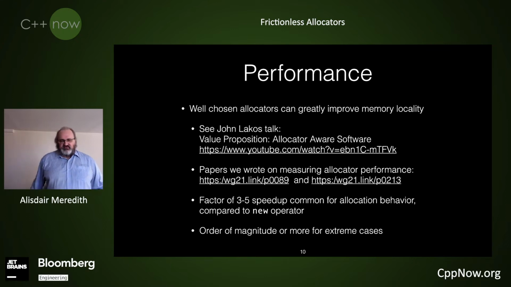Quick talk on performance. I don't want to go into too much detail on the performance motivation here. We've had a couple of talks on this in the past. In particular, I want to refer to John Lakos's talk on the value proposition of allocator software. He's provided some papers to the ISO working group on allocator performance, based upon some benchmarks on typical allocator use, to demonstrate that when using allocators in the style that Bloomberg have been using them, we can typically achieve under these benchmark circumstances a factor of 3 to 5 speedup on what seems to be relatively common usage patterns.